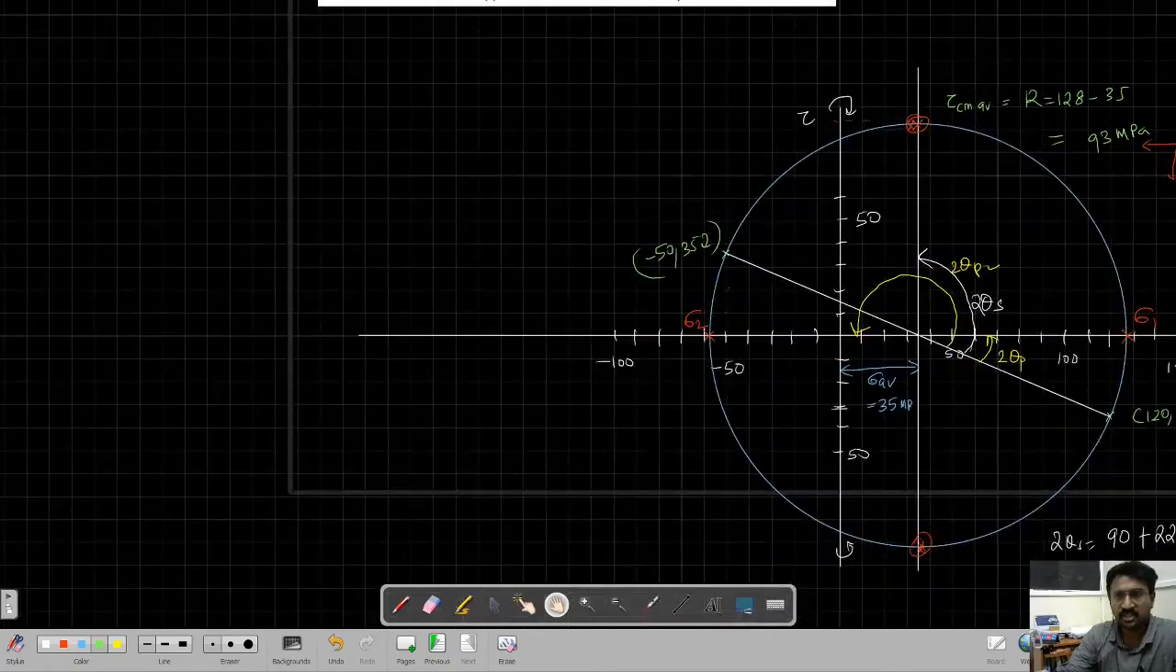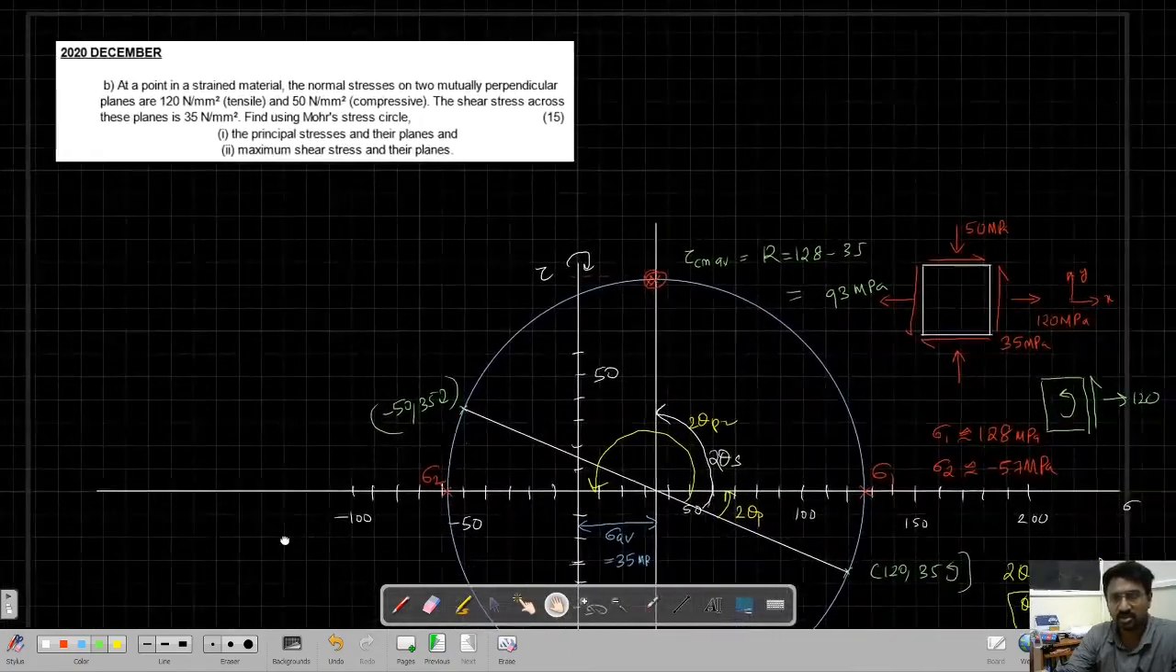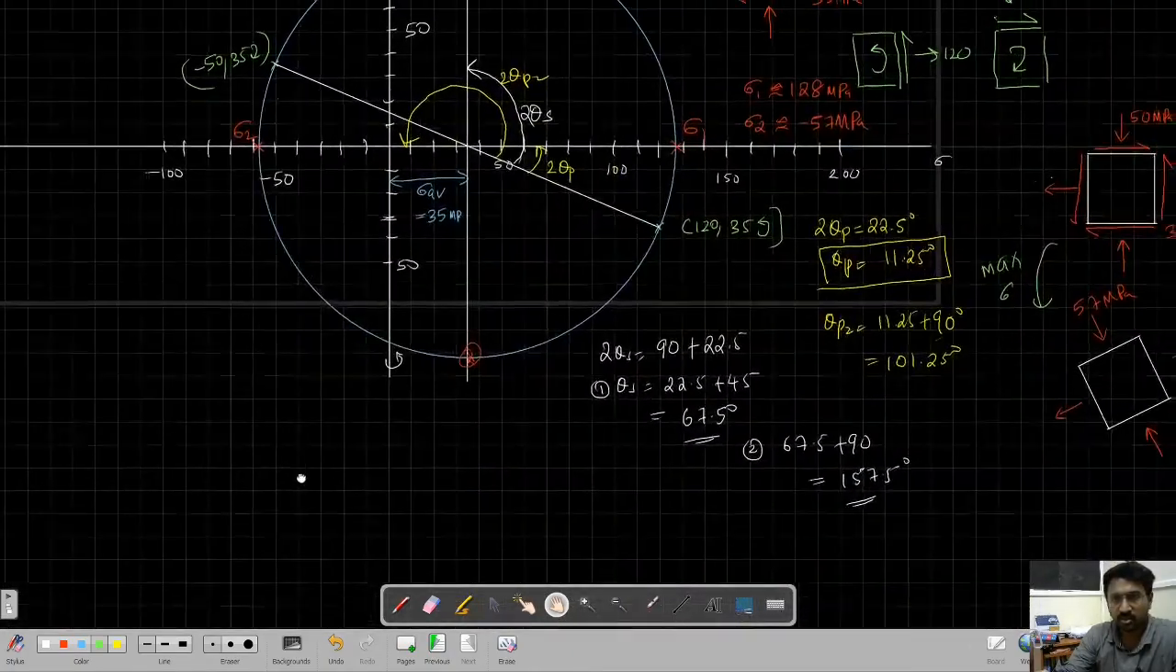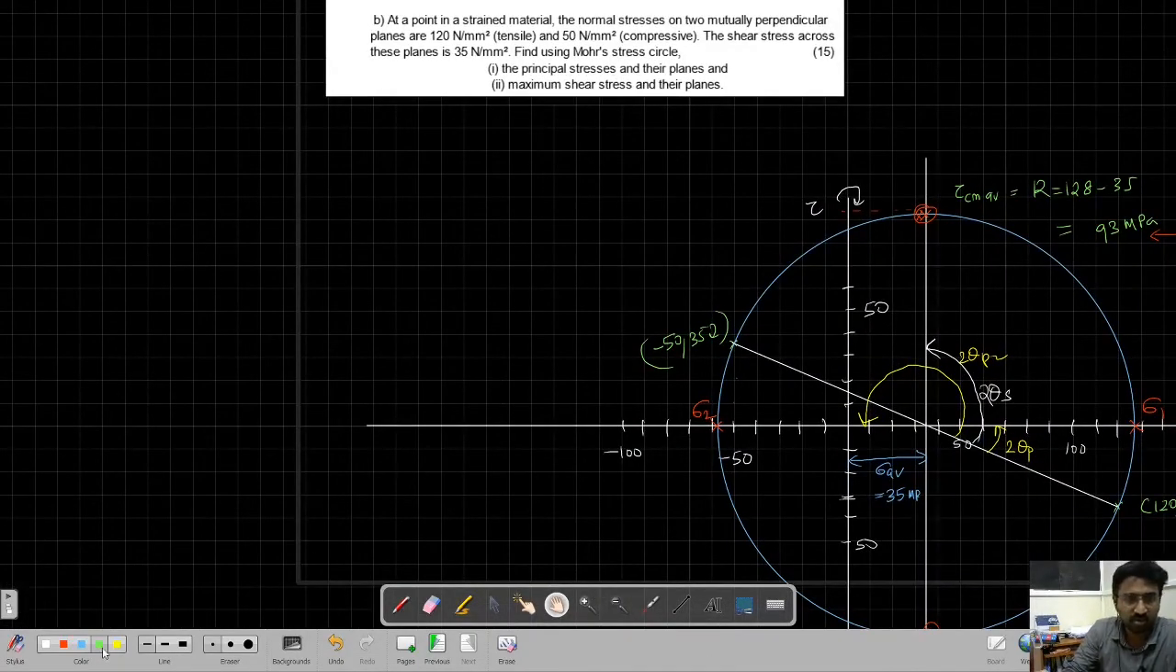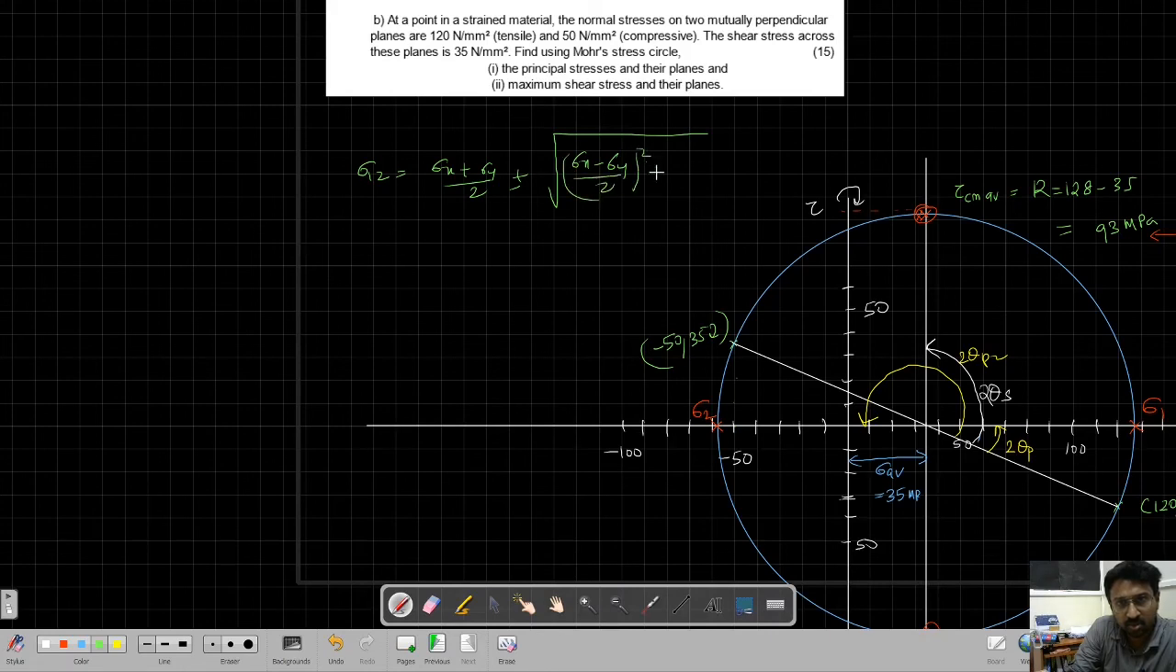You can also check these values. So this video is becoming very long, but you can also check these values analytically. So that also I'll just tell you. I will not solve this. These values will not exactly match because we are taking values from the graph. That is okay. So sigma 1, 2 equals sigma x plus sigma y by 2 plus minus under root of sigma x minus sigma y by 2 whole square plus tau xy whole square.